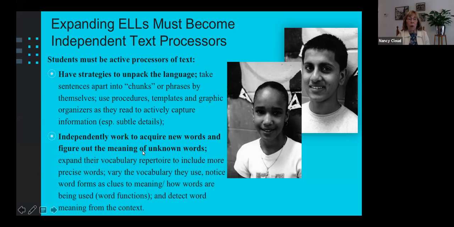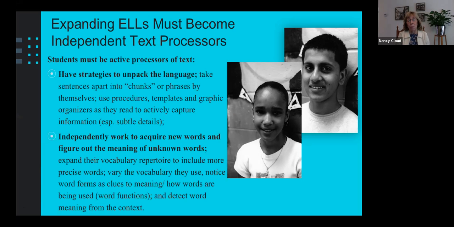And then we also want them to have ways to independently acquire new words or to figure out the meaning of unknown words, because even native speakers are encountering unknown words, and certainly our ELLs will encounter even more. So we want them to start to expand their vocabulary to use more precise words. Last time I tried to prove to you with an expanding student sample that kids use the safe words. They use their clutch words or their safe words, and we need to push them. They repeat words, so we need them to vary the vocabulary that they're using.